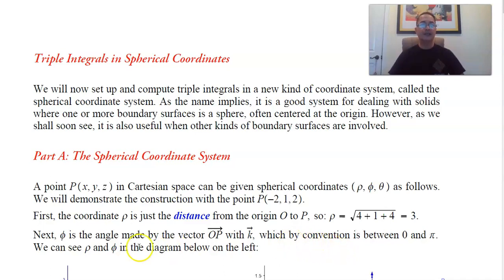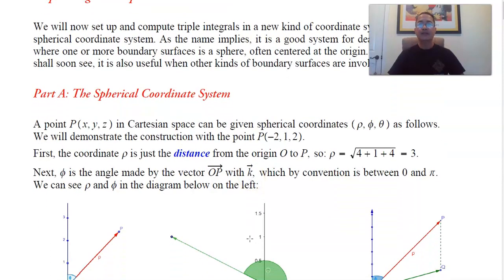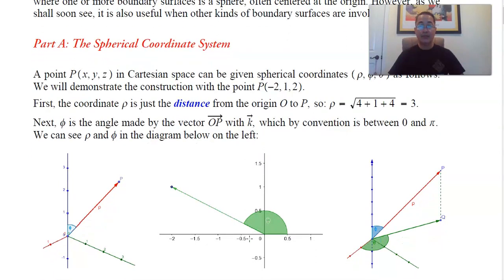So what about this phi? Phi is the angle made by the vector from the origin to P with k, which is basically the positive z-axis. By convention, because we have an angle between two vectors, remember way back in chapter 1, we said that the angle between two vectors is going to be from 0 to pi. So unlike theta in polar coordinates, you can't go up to 2 pi or even negative. None of that nonsense. Phi will be between 0 and pi.